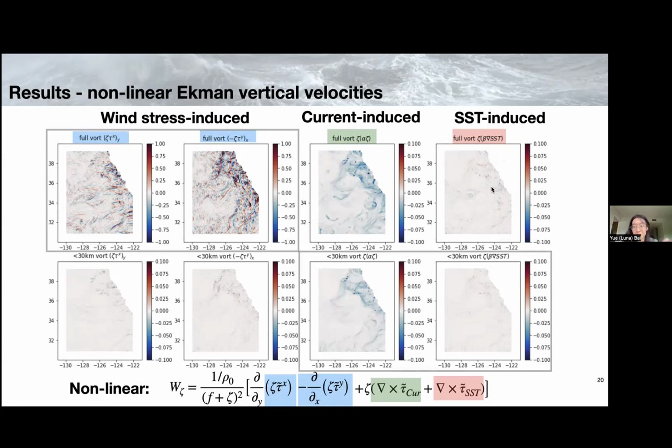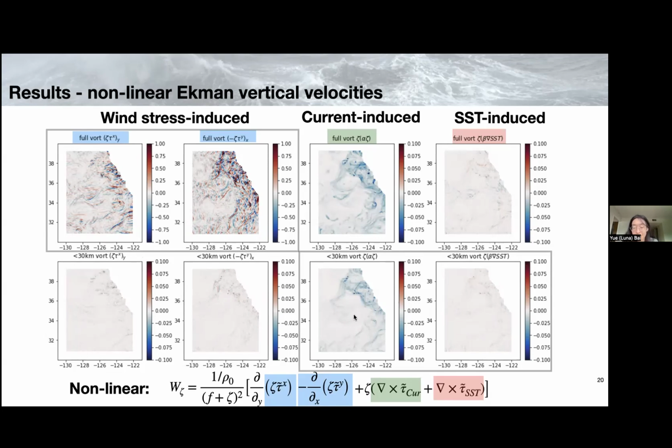It's just pretty much negligible. But now, as we move to smaller than 30 kilometer scales, we can start to see that things begin to change. So for the first two terms, which are wind stress-induced nonlinear Ekman vertical velocities, they become very, very small and negligible. And this is because tau x and tau y at smaller spatial scales become very small in magnitude.